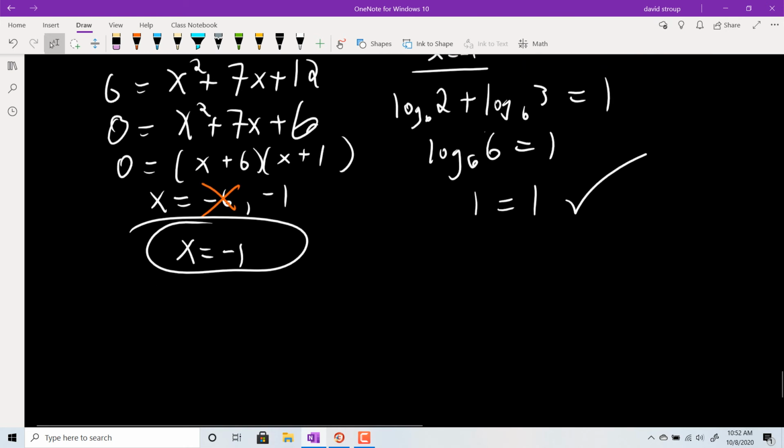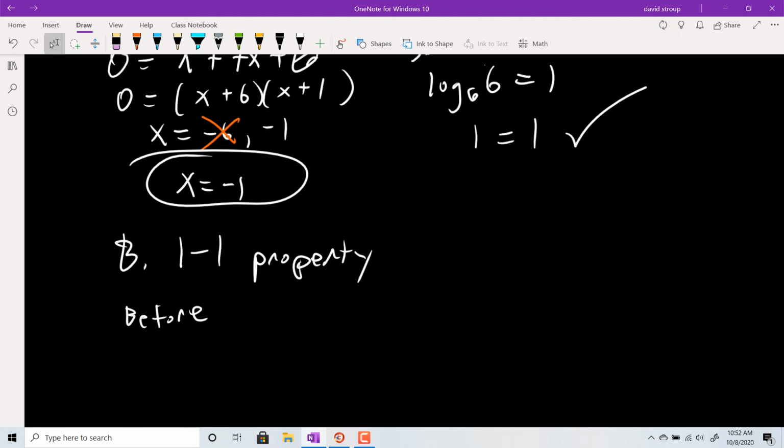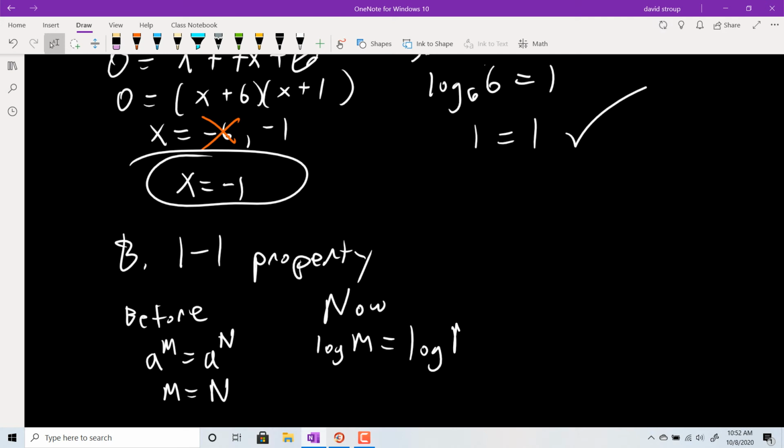Okay. The other property then is the one-to-one property. And we saw this property with the exponential as well. We just need to get a log on both sides, like before, when we got exponentials on both sides. So before, with our exponential equations, if we had something like a to the m equals a to the n, then m equals n. Okay, so now, if you have log of m equals log of n, then you could say m equals n.